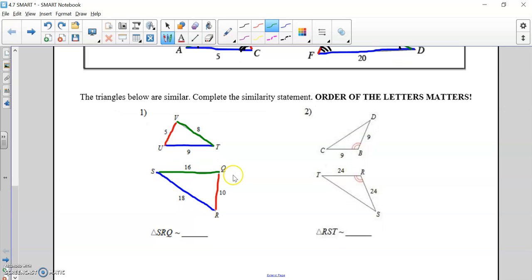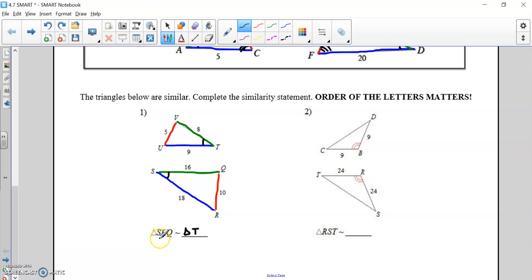Now that we've done this, we have the first part of a similarity statement: SRQ. They decided to name the first triangle SRQ. You can name the first one however you'd like, as long as you match it with the second one. Angle S is over here, between blue and green. So the matching one must be T, because T is also between blue and green. So we're going to start with T, and remember I have to put my triangle symbol there too.